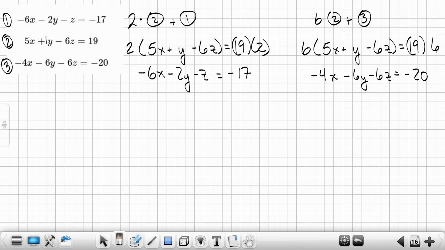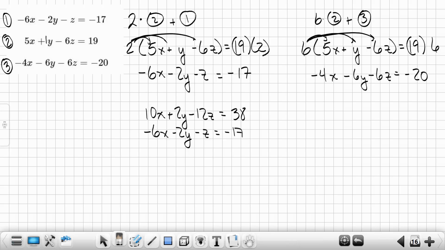So in both of these equations, I'm going to end up eliminating y, and we're going to see how in a second. Working on the left-hand one, I'm going to distribute my 2, and I get 10x plus 2y minus 12z equals 38. Then I rewrite my equation 1. Over here on this one, I'm going to distribute my 6. So I get 30x plus 6y minus 36z equals 114. Let's see, that's 120 minus 6. Yeah, 114.